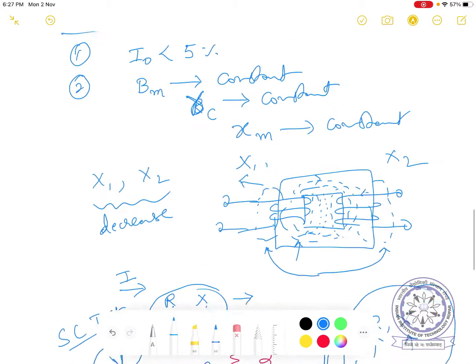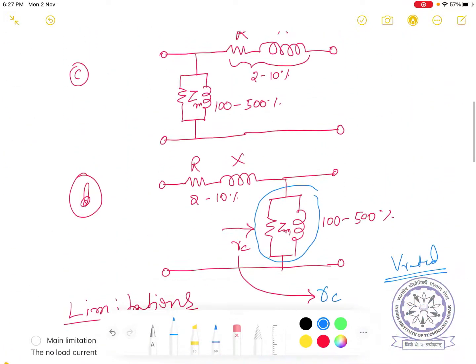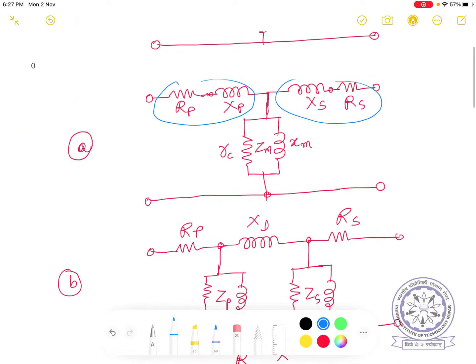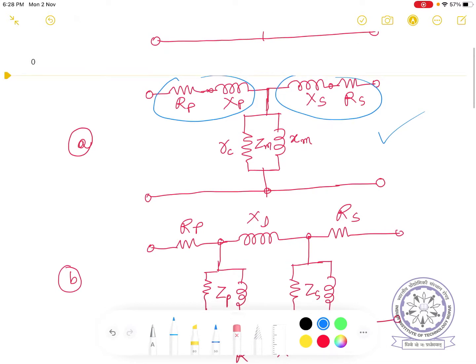Just go through the equivalent circuit. You may use this equivalent circuit for separation of the leakage reactances, or primary and secondary series branch impedances. I would like to separate these, because when we do the short circuit test, we get them together: Rp plus Rs, and Xp plus Xs.